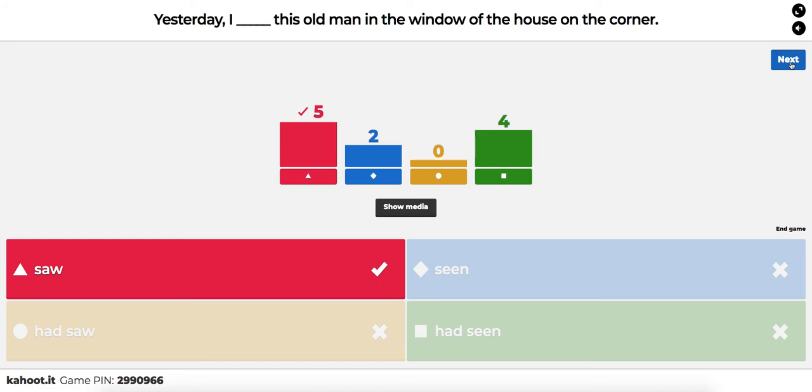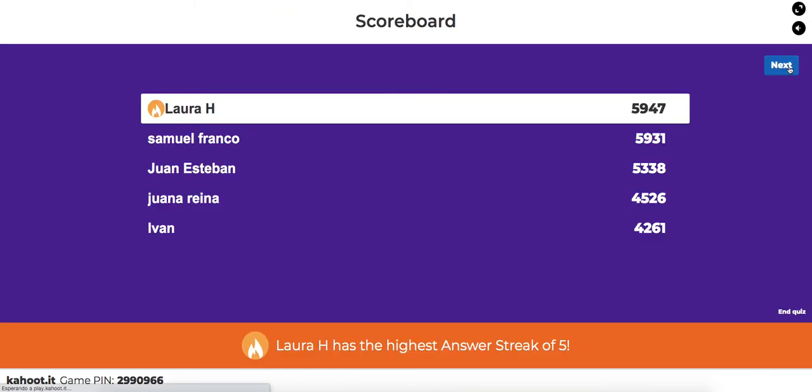Okay, this one was better. Yesterday, a specific time, I saw this old man in the window of the house on the corner. A specific time, that means that is over. You don't have more than one action, so it's past simple.